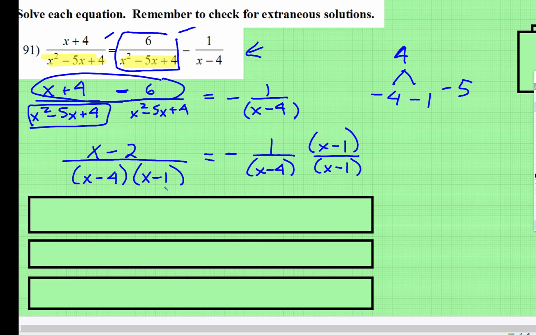What we're missing is the factor of x subtract 1. So we're going to multiply top and bottom by x subtract 1. And now that the denominators are the same on both sides, I'm just going to ignore those for a bit. And then we have x subtract 2 is equal to, remember that negative sign right there.